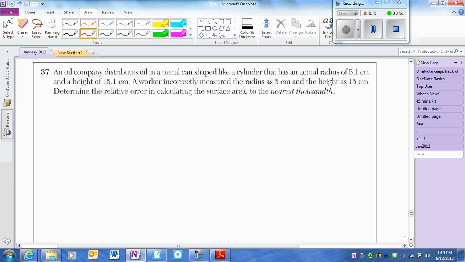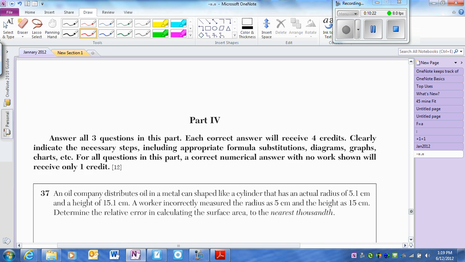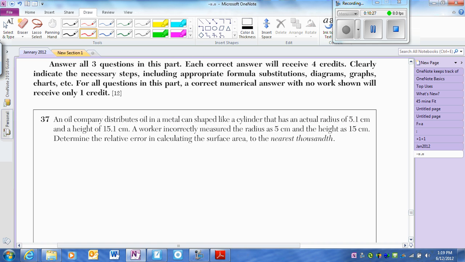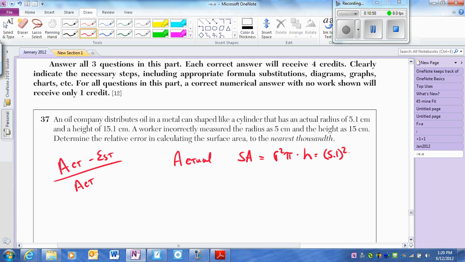On this particular problem, it's actual minus estimated over actual. Actual rate is an actual, so let's talk about actual. Surface area actual is going to be pi r squared, pi times the height. The radius is 5.1 squared, pi times the height, which is 15.1.